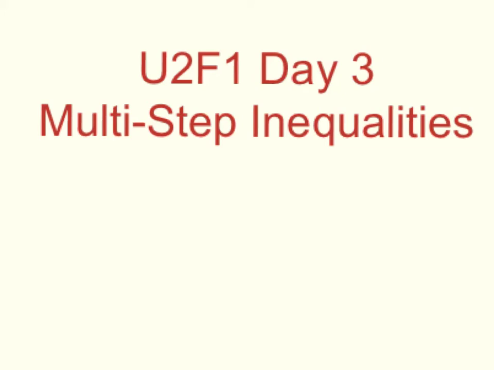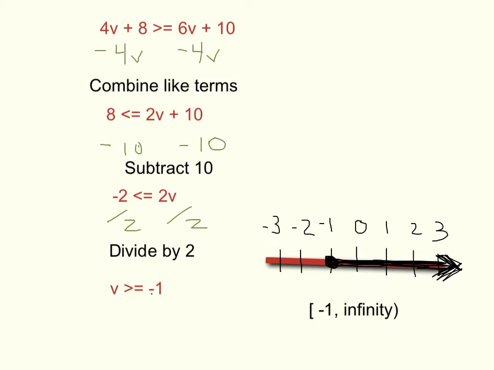So we've already learned about single-step inequalities, so today we're going to learn about multi-step. Here's an example of how to work out a problem. So we start out with 4v plus 8 is greater than or equal to 6v plus 10.